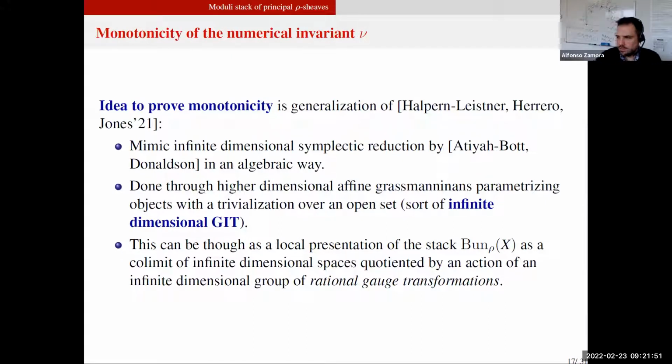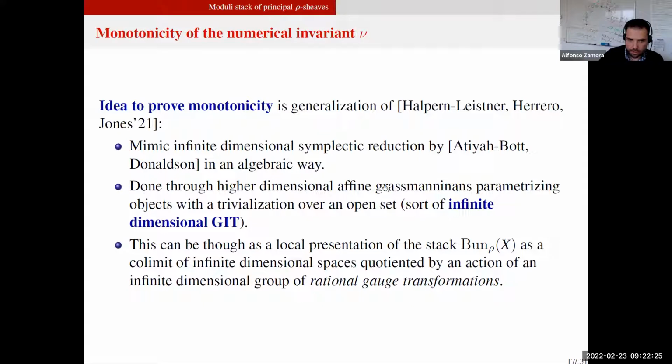Let me say some words about the monotonicity property, because this is really the technical key part of this story. To prove monotonicity, we need to generalize this result, and the idea is to generalize Atiyah-Bott's and Donaldson's infinite dimensional symplectic reduction in gauge theory, but in an algebraic way. So this is doing the algebraic counterpart of this symplectic reduction by these authors.